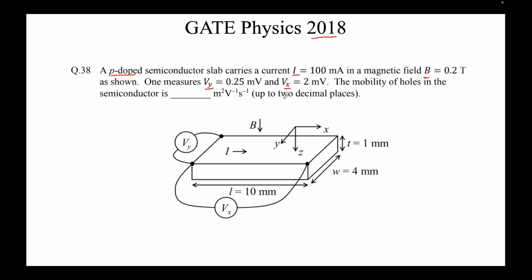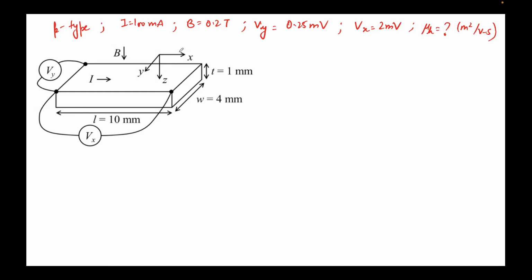And since it's a numerical answer type question, we are required to round off our answer to 2 decimal places. This is the slab that has been given with the dimensions that are mentioned here. I've just noted all the relevant information. Now note that the current is flowing from left to right. So the cause of the flow of current in this direction is this applied potential Vx. So we can also write that Vx is nothing but our applied potential, right? Thus this will be our Hall voltage.